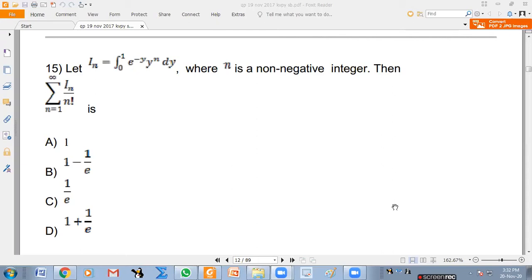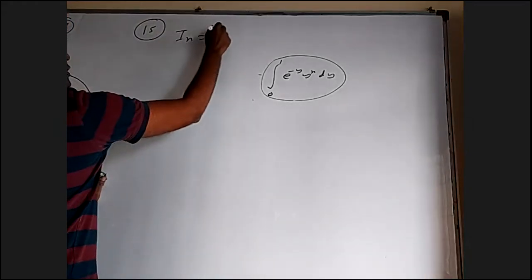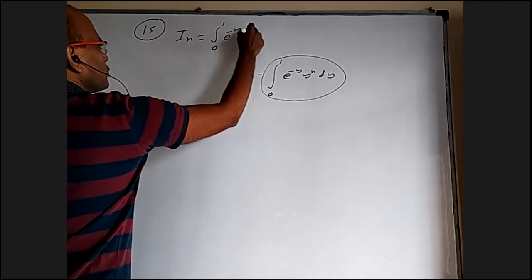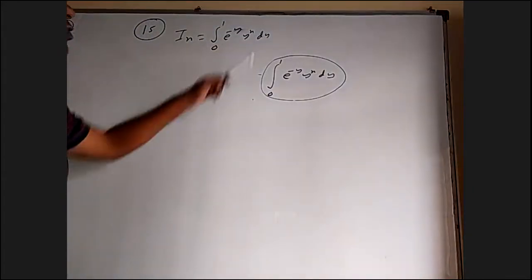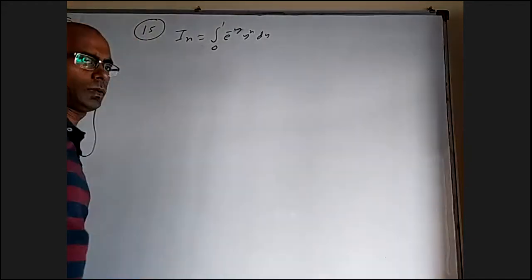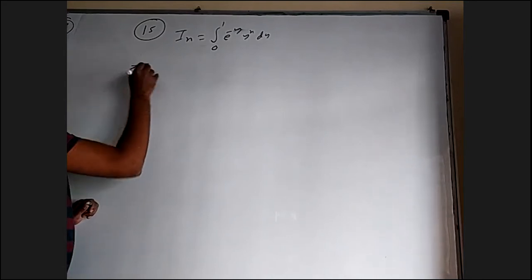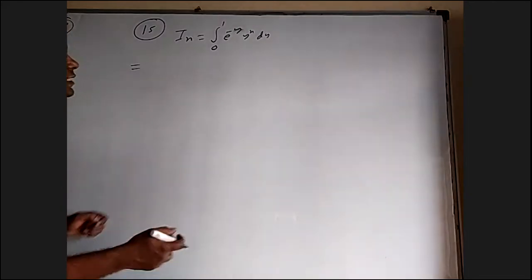Okay, whether useful or not, I don't know, but let us see how to find I_n. So I_n is integral 0 to 1 e power minus y into y power n dy. I know when I apply by parts many times, I'll be able to simplify this. So I'm going to directly do that step of integration by parts n times.